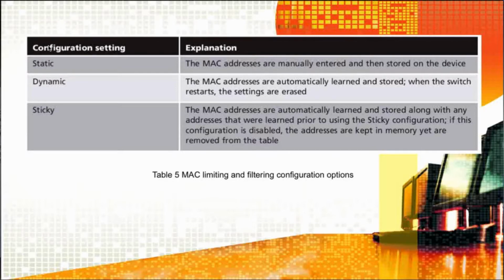Some of the options that you have with MAC filtering is static MAC filtering. This is assigning a one-to-one, a known MAC address to a known port. Dynamic MAC filtering, when you don't know necessarily the MAC address that is permitted, you will open up for dynamic MAC filtering, and then the first device that plugs into that port will then get mapped to that port and all others will be denied.